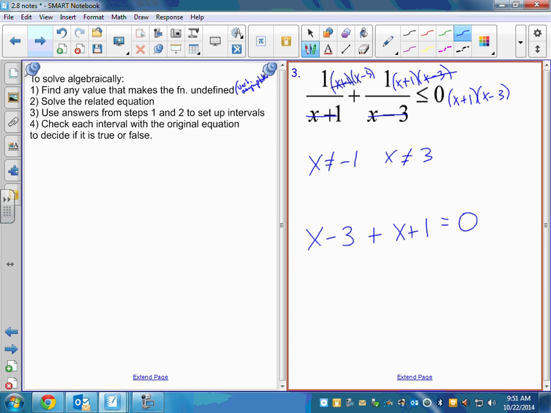These are simpler than the quadratic problems that we did yesterday. Most of these work out really nicely, pretty quick to solve because it's 0 over here. So you just get 2x minus 2 equals 0. So x equals 1. Yes?